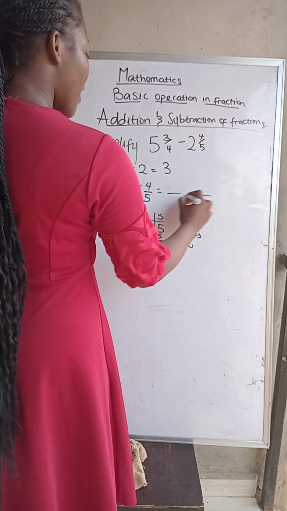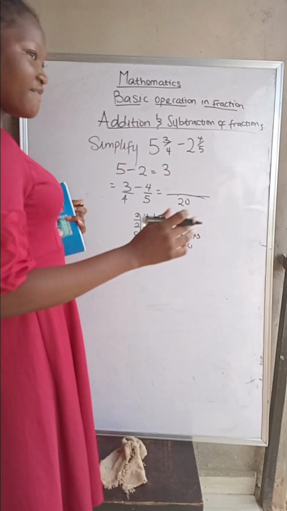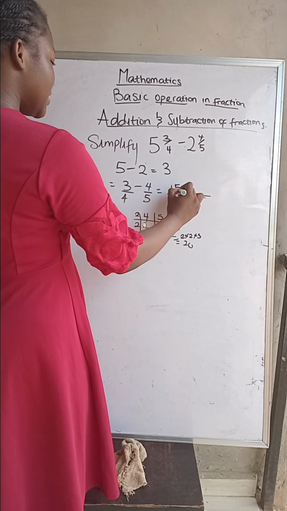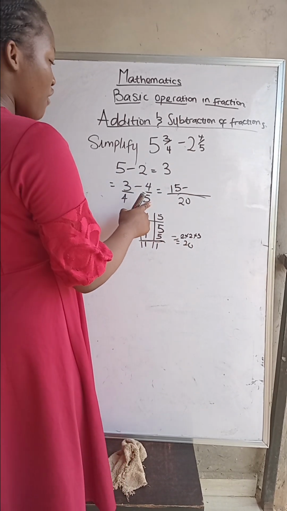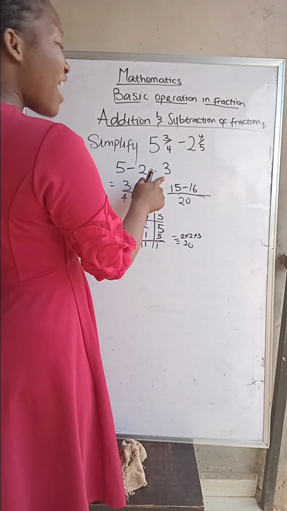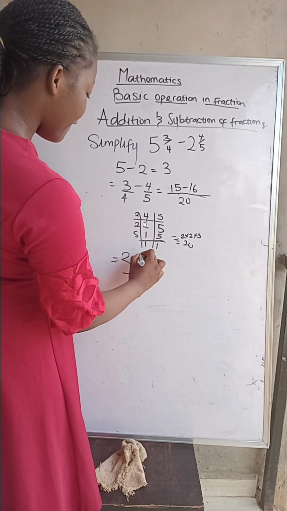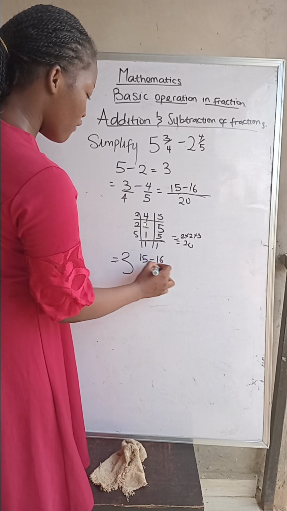So the LCM of 4 and 5 is what? 20. 20 divided by 4 is what? 5. 5 times 3 is what? 15. 20 divided by 5 is what? 4. 4 times 4, 16. Now what do I say now? And we have a 3 whole number here. So you know it's like 3 whole number 15 minus 16 over 20.